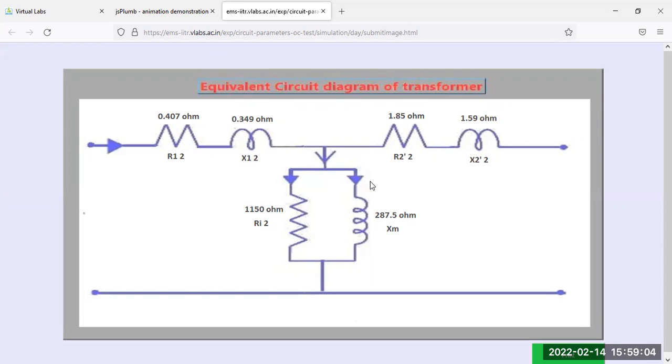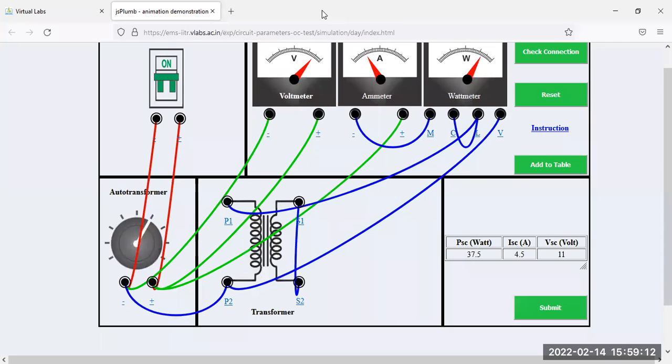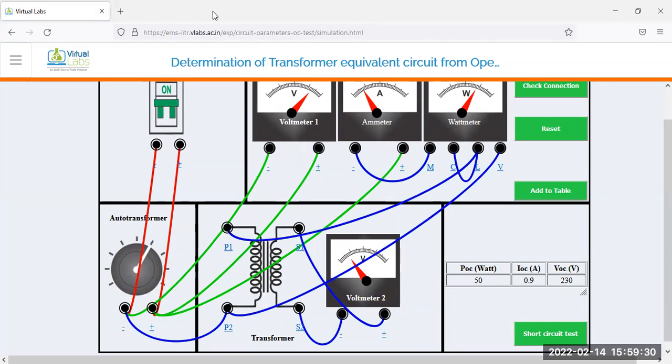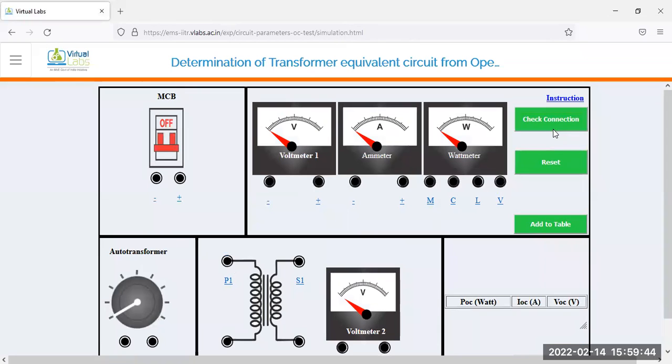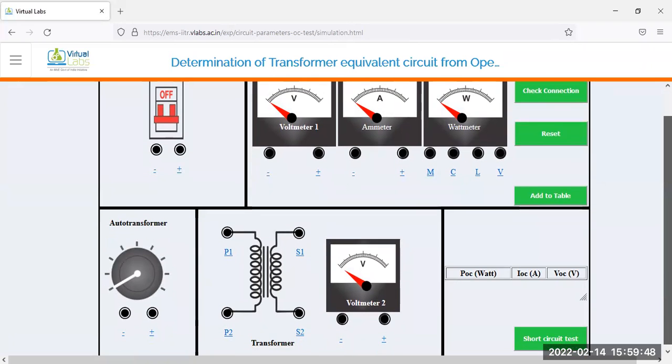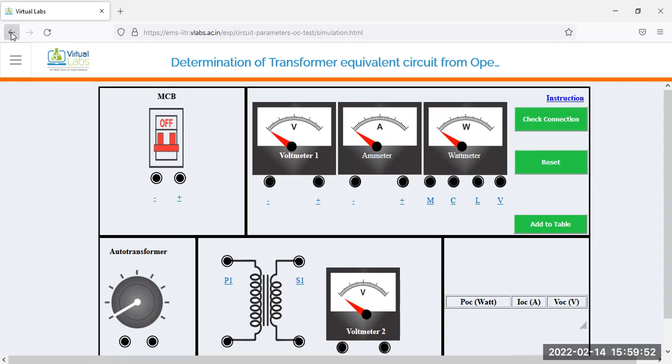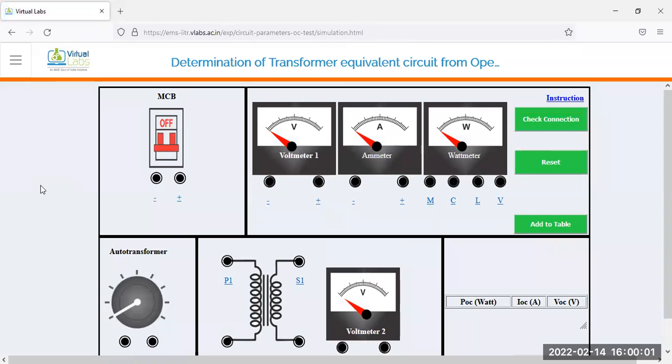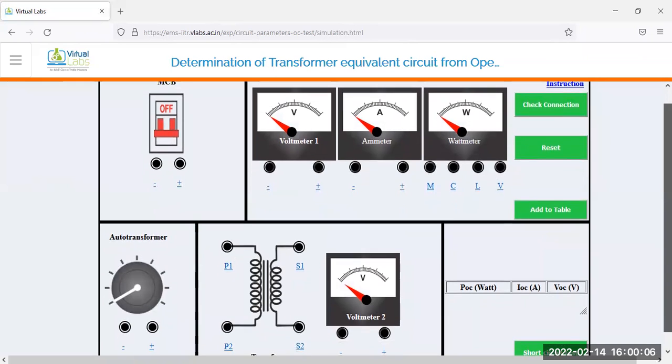So you will practice these things, otherwise you will not get the values in proper manner. Just go through this one, from here short circuit. You may reset all these things. So again go back to the main diagram, go to the simulation and try to practice for the main open circuit test.